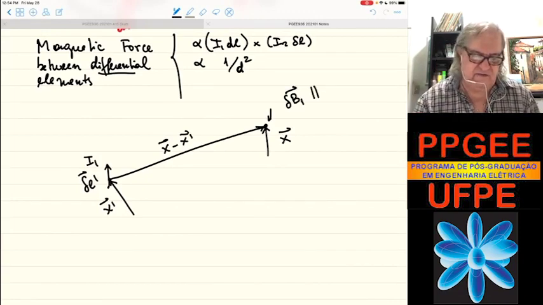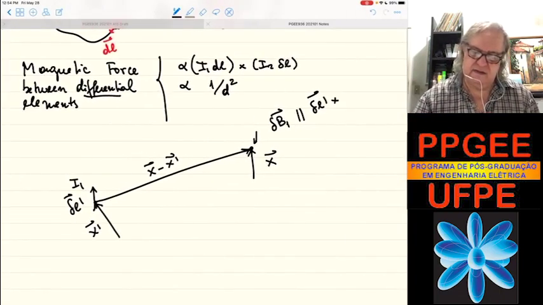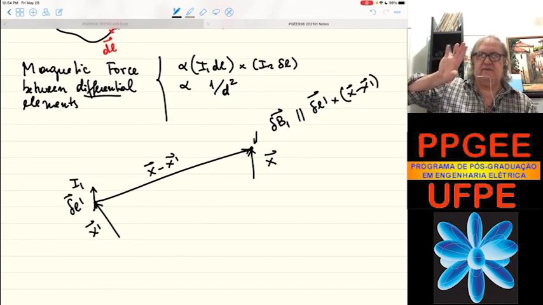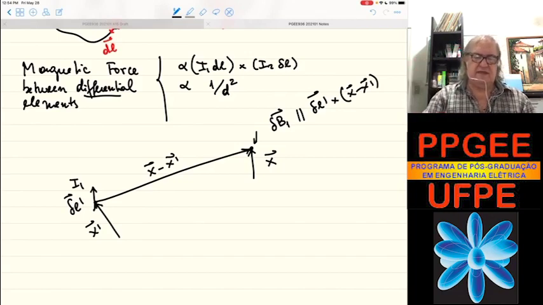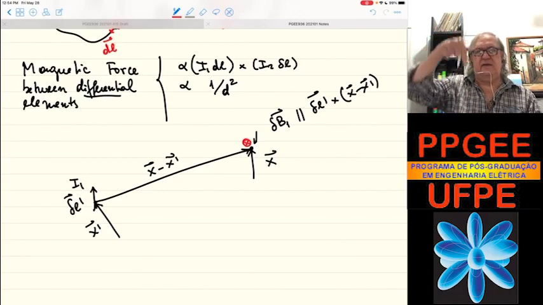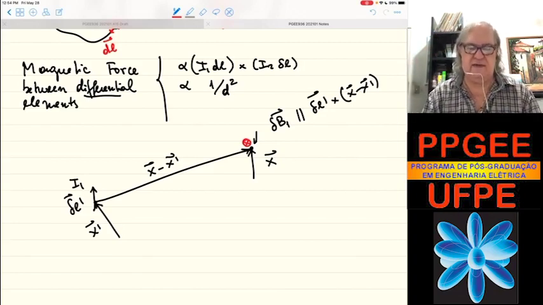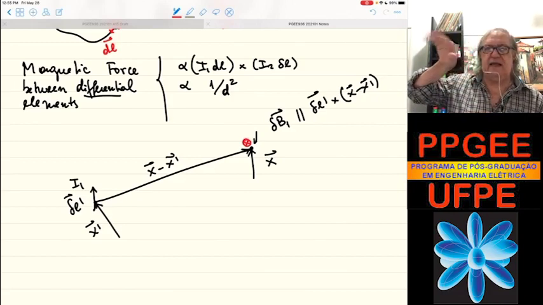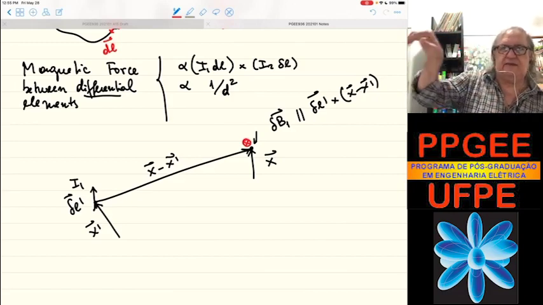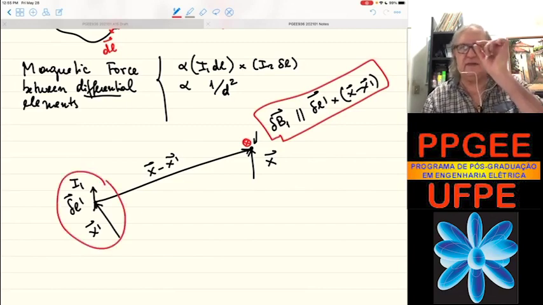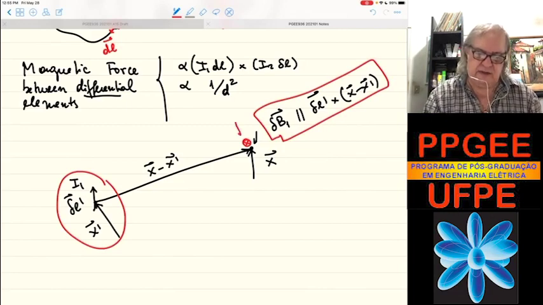Is in the direction of delta L prime cross x minus x prime. If the things are in the plane, it would be a vector entering the plane of this screen, of my board. So we have delta L prime cross x minus x prime, so it would be a vector like that. That's the direction of the contribution of this differential element. So the effect on this point would be a vector like this.